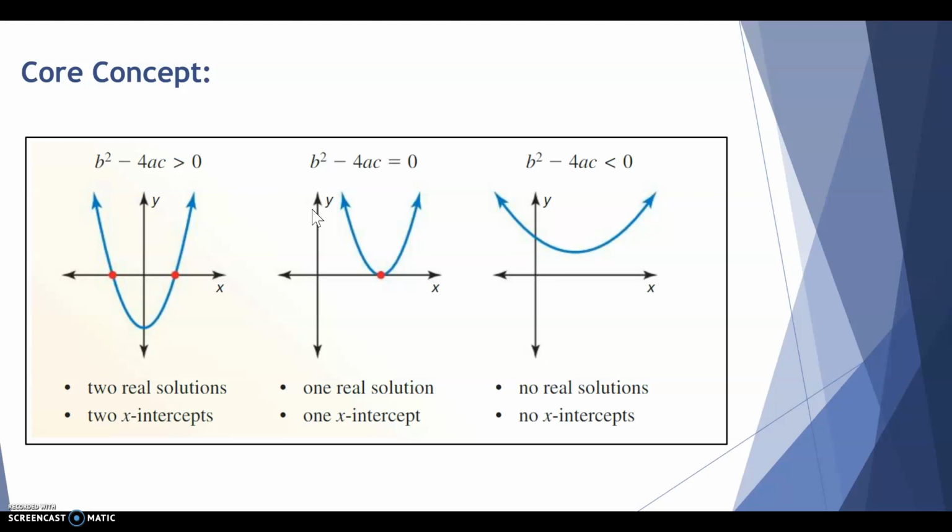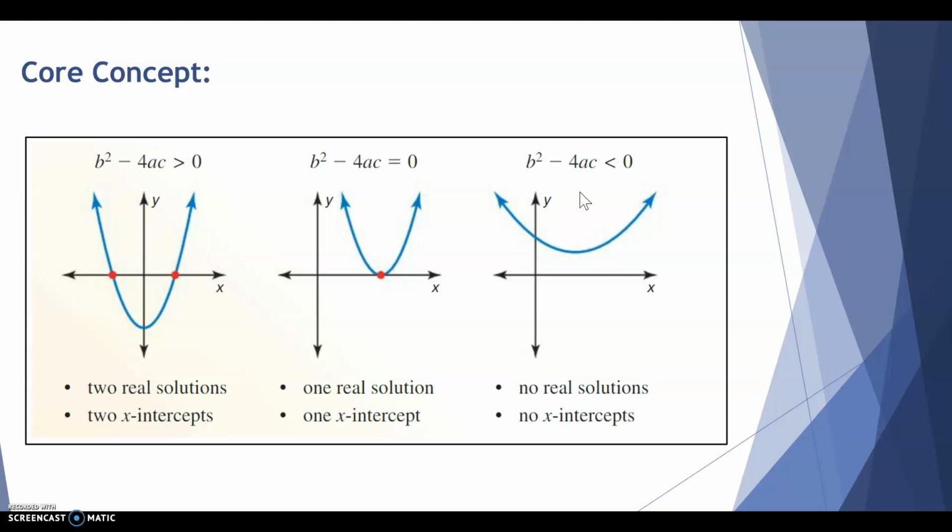And then you have a floating parabola, as I referred to it, which does not touch your x-axis, which means there are no real solutions and no x-intercepts. Also, your discriminant would be a negative number, and you cannot take the square root of a negative number.